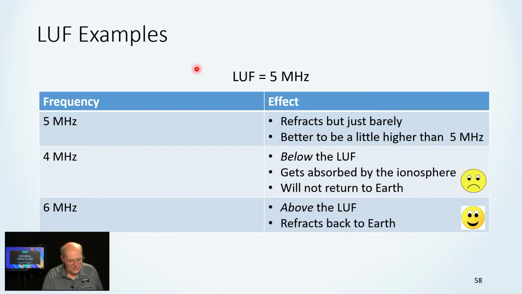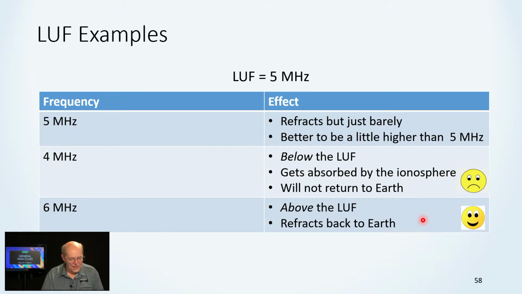Now, lowest usable frequency examples. Let's say that the lowest usable frequency is 5 megahertz. So if you transmitted at 5 megahertz, that's 60 meters, it refracts, but just barely. So you need to be a little bit higher than that. So the lowest usable frequency is 5. Here we're going to have something that's below the lowest usable frequency at 4. It's below the LUF, gets absorbed by the ionosphere, will not return to Earth. Sad face. At 6 megahertz, that's above the lowest usable frequency, so that will refract back.